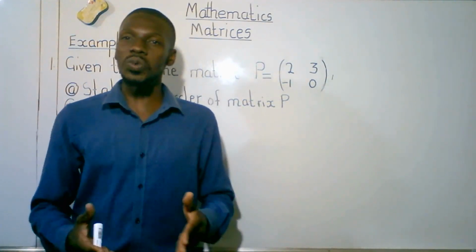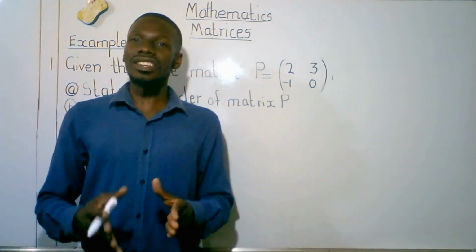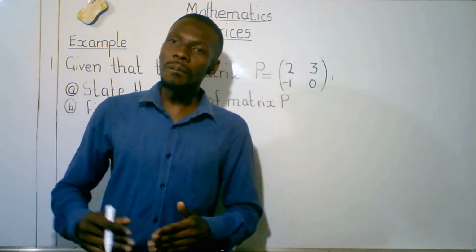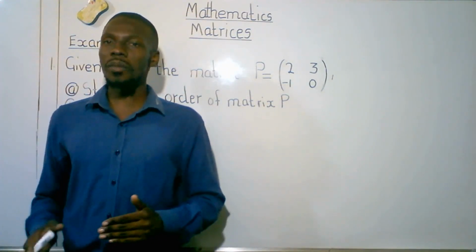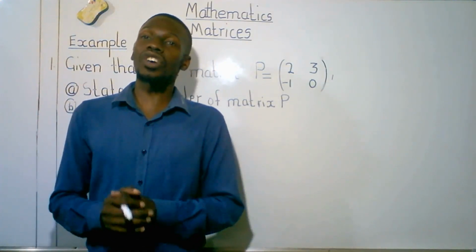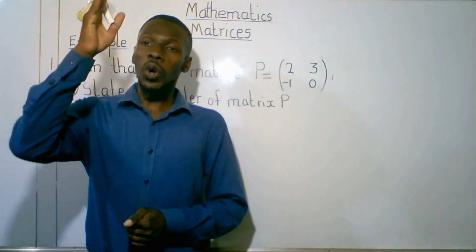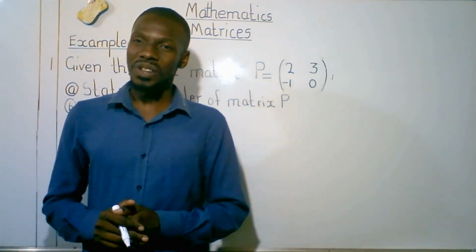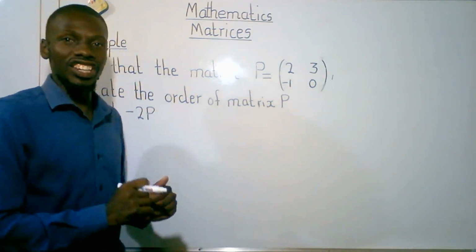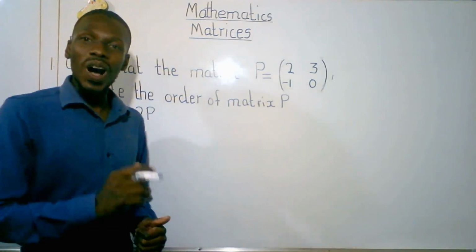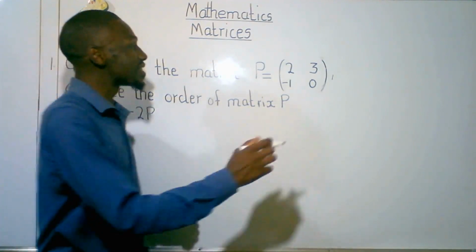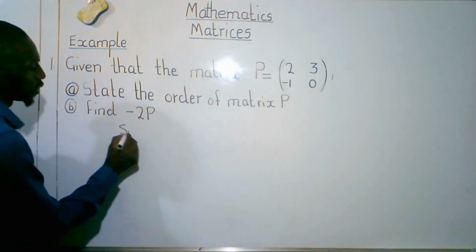So what are rows? Rows are the number of lines of elements running from left to right, while columns are the lines of elements running from north to south, or top to bottom. So when we look at this matrix, how many lines are running from left to right? So we can say solution.